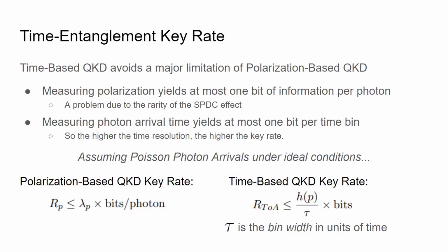So if you see here, an upper bound on the polarization-based QKD rate would just be lambda p, which is the rate that photons arrive at our detectors, because you get at most 1 bit per photon. So the rate at which you get bits would just be the rate at which you get photons. And if lambda p is low, then your key rate is going to be upper bounded by that low lambda value, and there's not much you can do about it at that point. But on the other hand, the bits of entropy we can extract from time-based QKD depend on the probability that a bin is occupied by at least 1 photon.